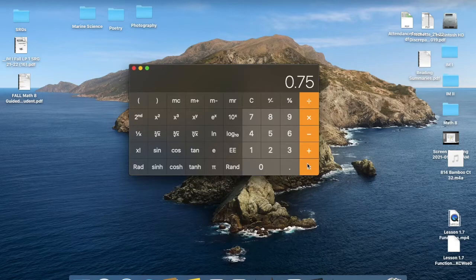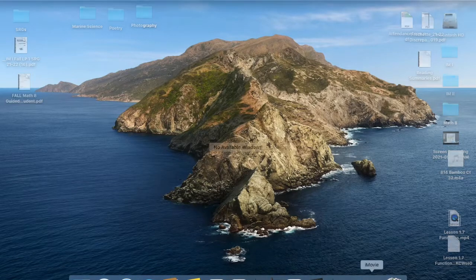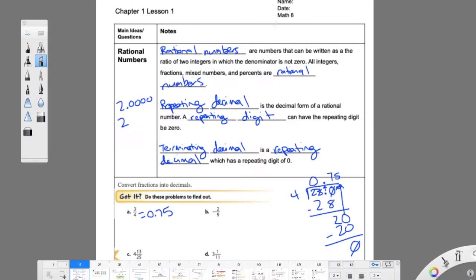So just make sure you're typing that into the calculator correctly, because if you type it in backwards, you won't get the same answer. 3 divided by 4 is not the same thing as 4 divided by 3. They are different problems. So just make sure when you're typing it in, you type in the numerator first, divided by, that's what the fraction line means, the denominator, the bottom number.